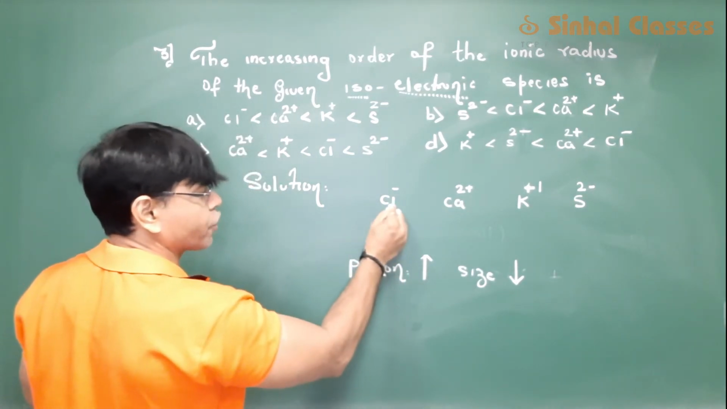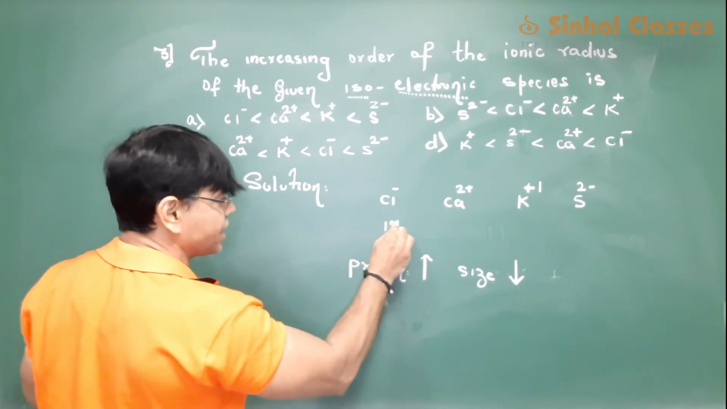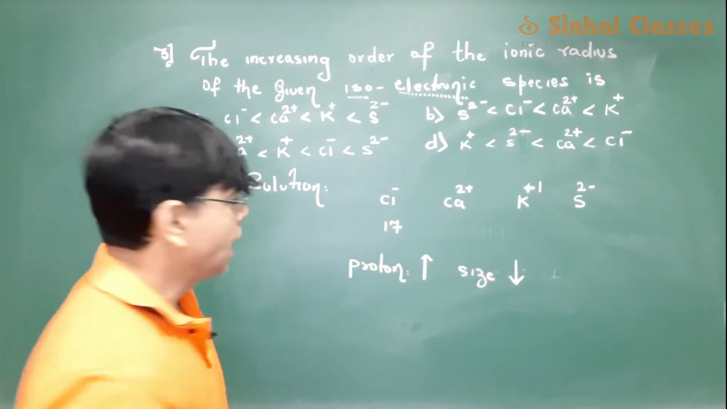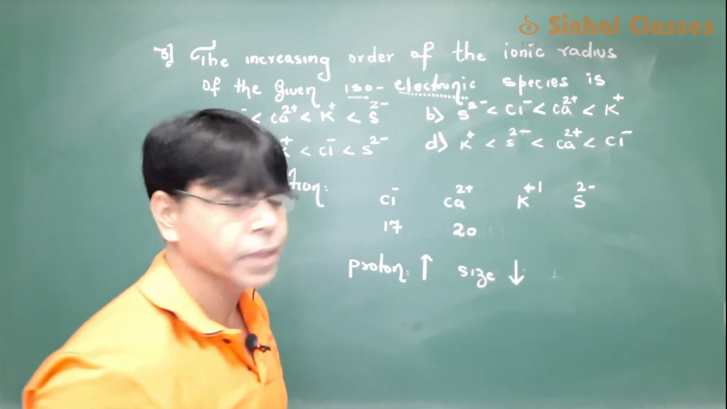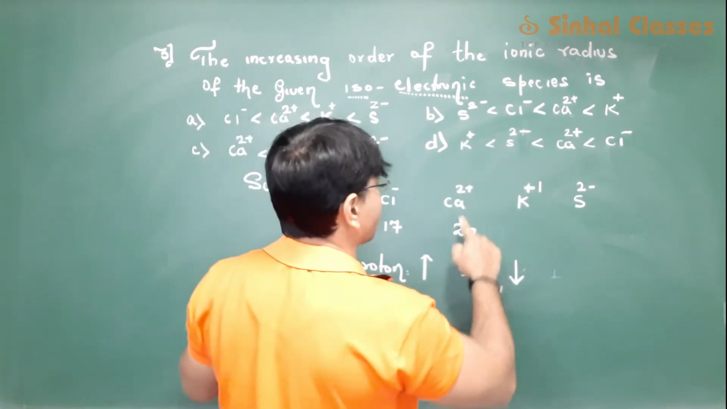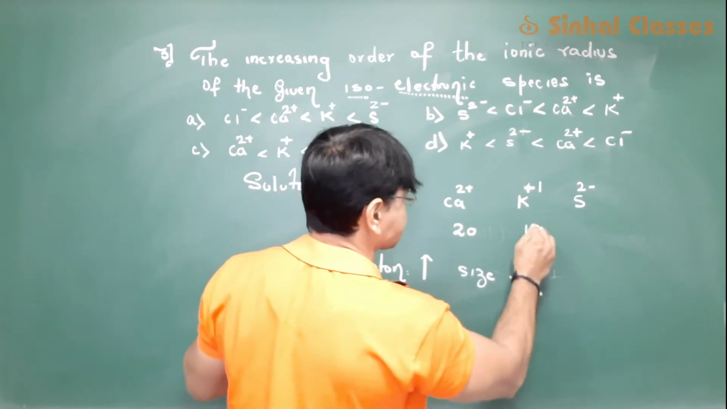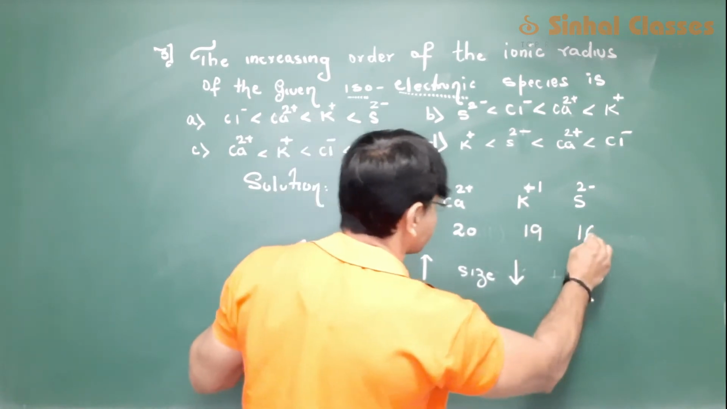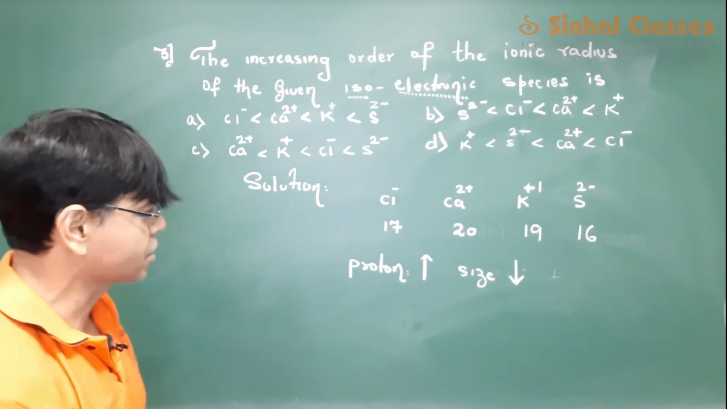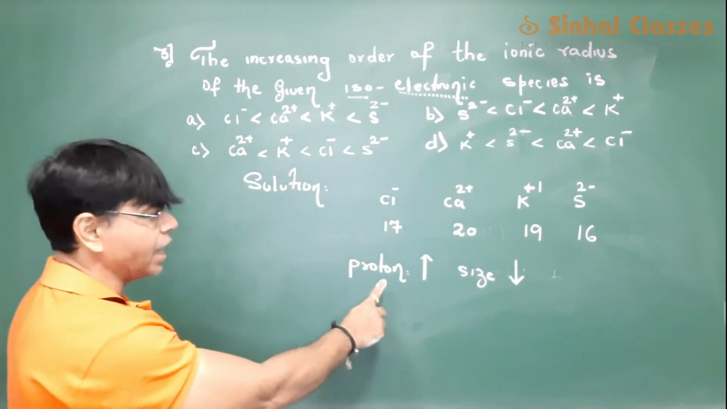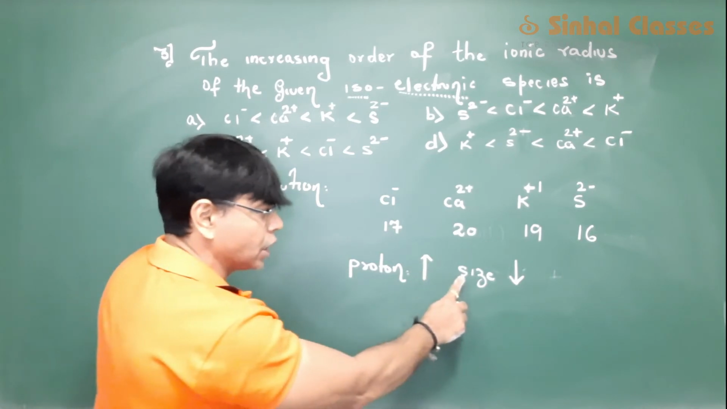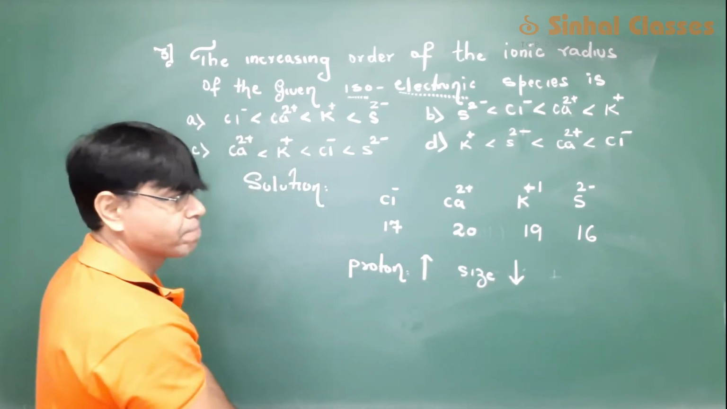Now in case of chloride, it is 17 protons. In case of calcium, it is 20. Potassium, it is 19. And sulfur is 16. Now look at this. What did I say? If the proton number is more, the size will be smaller.